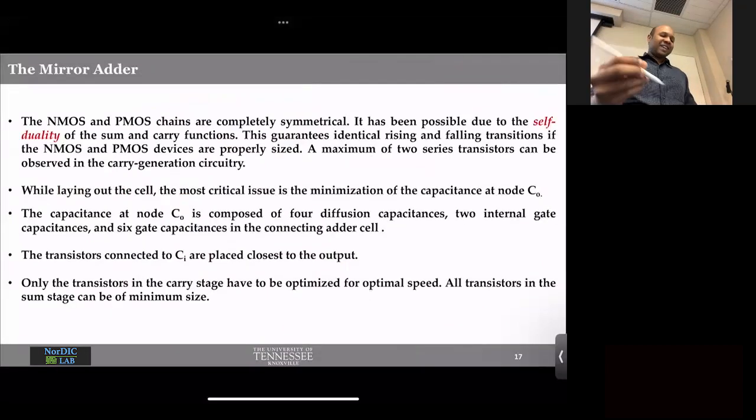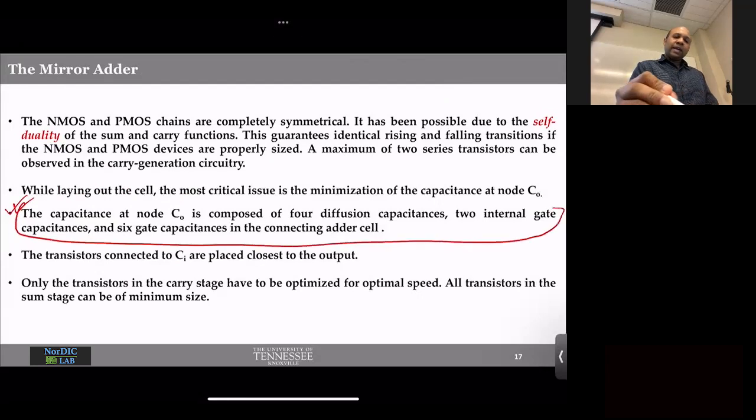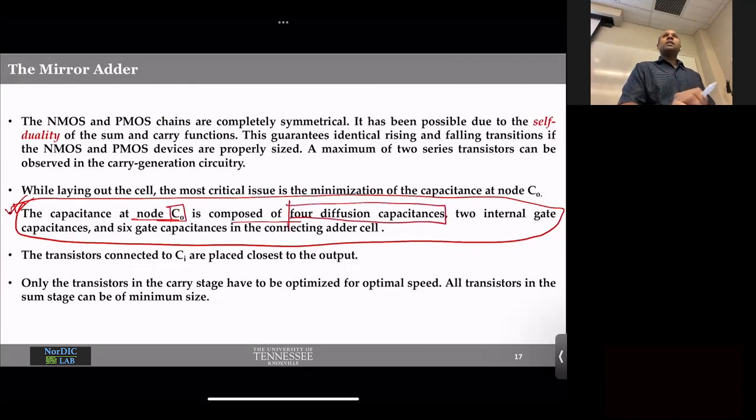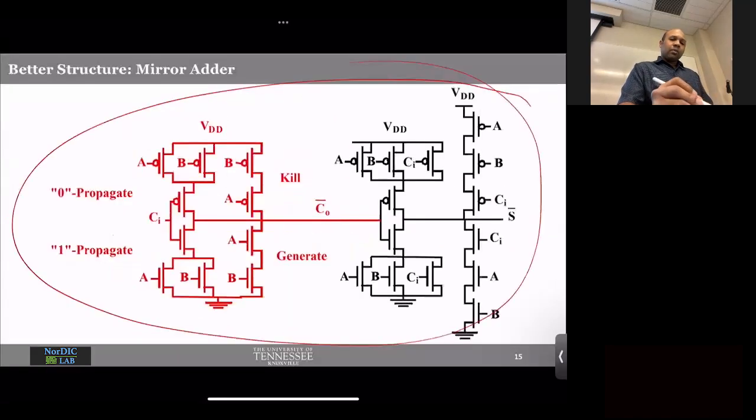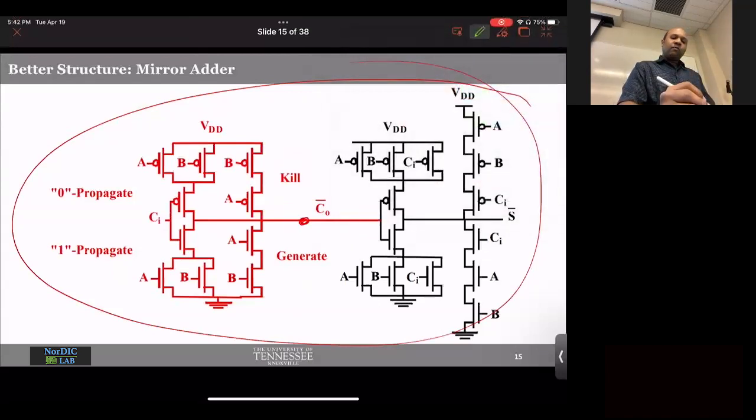But anyways, just to guide you through these comments so that you don't get confused later on, let me help you navigate these numbers. The capacitance at node C0 is composed of 4 diffusion capacitances. Let's go to the previous slide. What is C0? This is C0. What do they mean by 4 diffusion capacitance? Let's make sense of it.